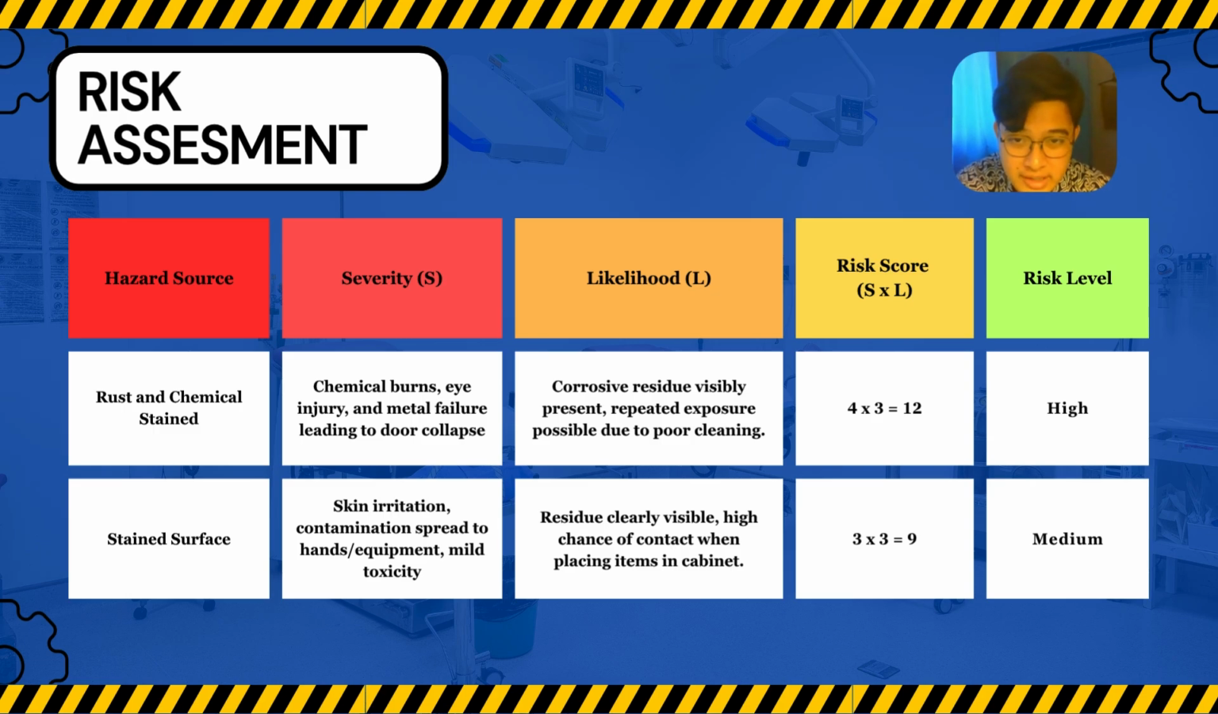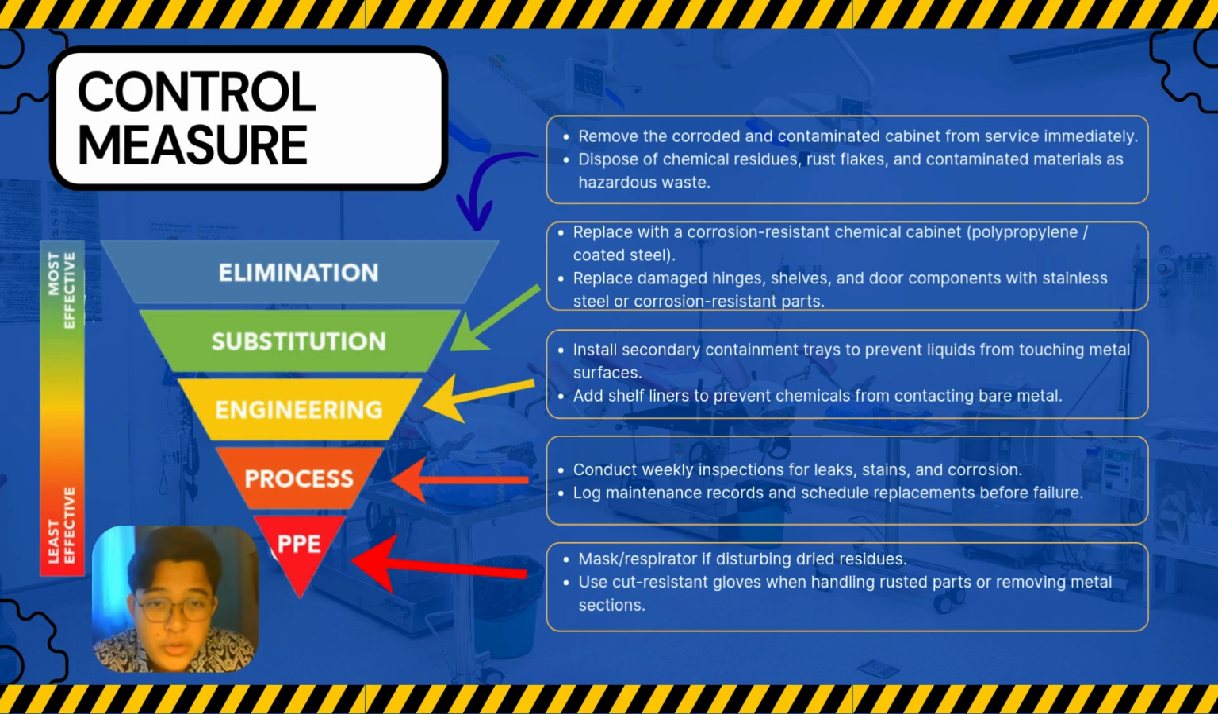For the second hazard, a stain and also a contaminated surface. The severity is moderate because it may cause skin irritation or mild toxicity. The likelihood is also moderate because anyone placing items inside the cabinet may accidentally touch the residue. So the score is 3 times 3 is equal to 9, which is a medium risk. For control measures, I apply the hierarchy of control.